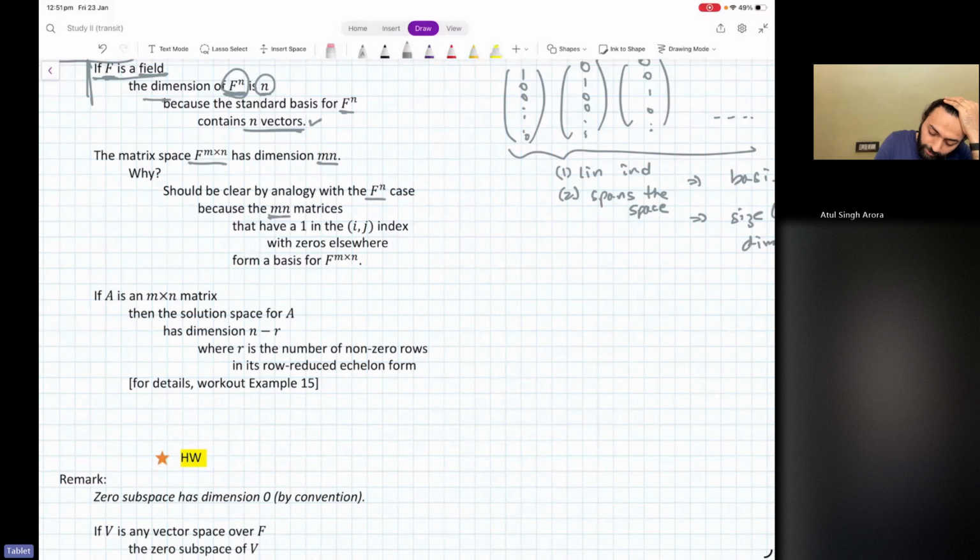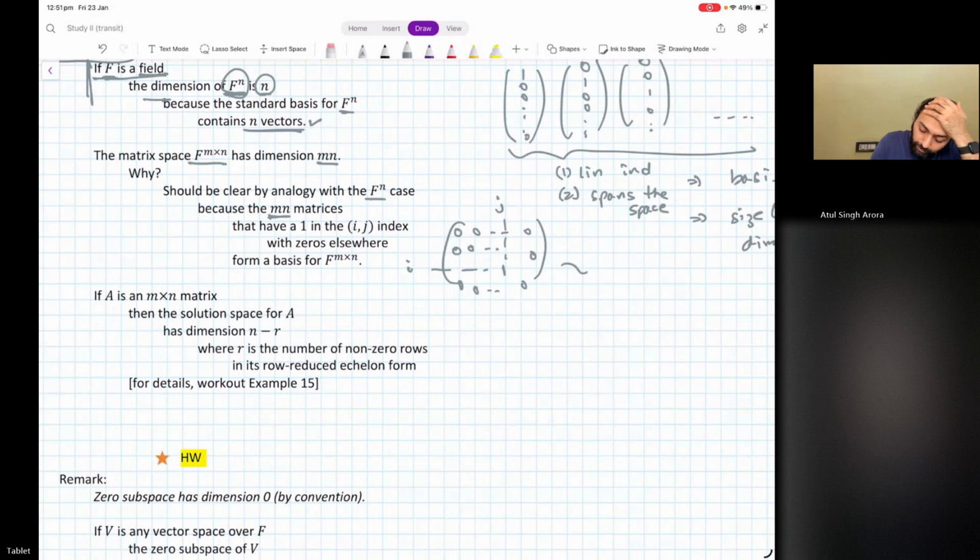Right. So the idea is it's very similar to how we did it for the F^n case, right? Because you just consider mn matrices, m times n matrices, and each matrix has zeros everywhere except the ith row and the jth column, where there is a one, and zeros everywhere else. So you consider such matrices. How many such matrices are there? There are m choices for i, n choices for j. So you have mn such matrices, right?